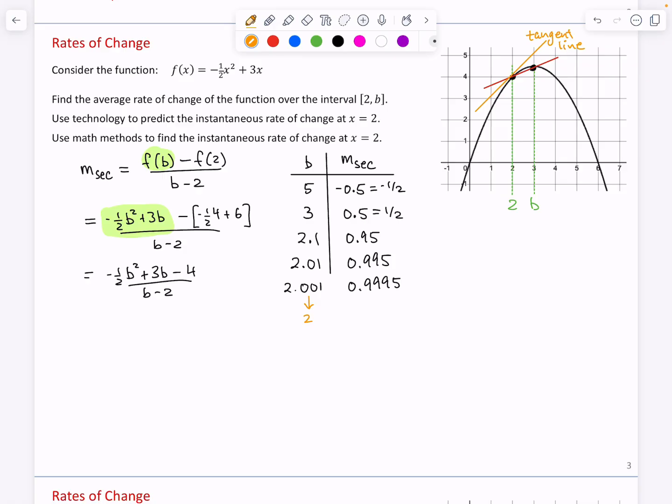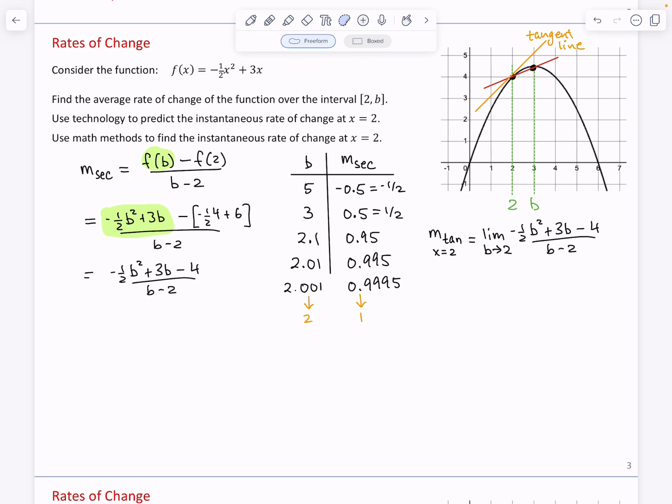This leads me to speculate that the closer b gets to 2, the slope of the secant line might be getting closer and closer to 1. Let's confirm this by using math methods to find the instantaneous rate of change when x is 2. So to find the slope of the tangent line when x is 2, we need to do a limit as b approaches 2 of this secant line formula. Now I can't just plug in 2 because then I'll have 0 over 0. So I must do some algebraic manipulation.